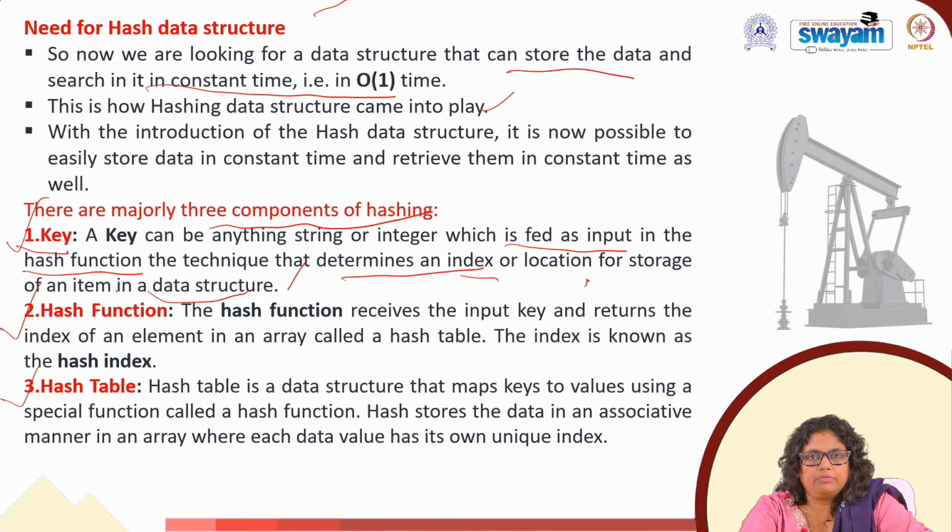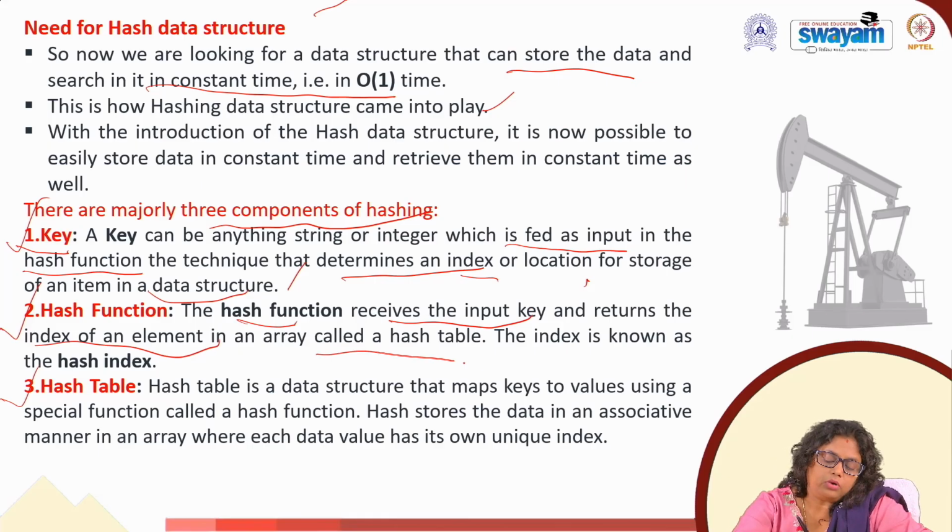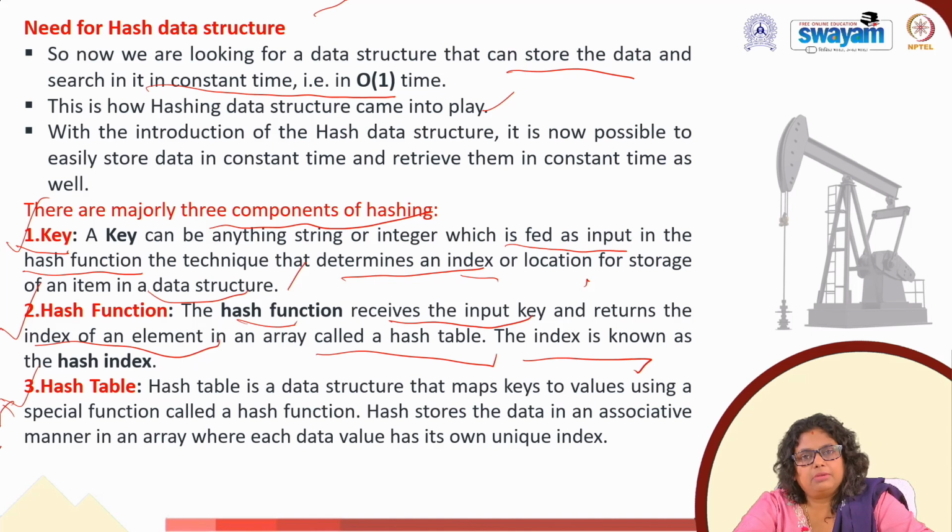We have a key as an input, which is a string or an integer. The hash function receives the input key, and it returns the index of an element in an array, which is called the hash table. The index is also known as the hash index. Then what is the hash table? A hash table is a data structure that maps key to value using a special function called the hash function.